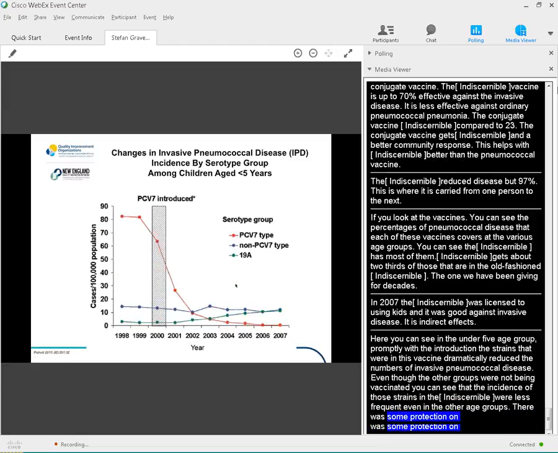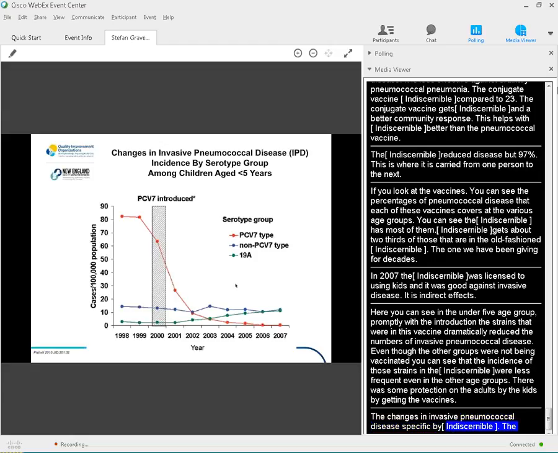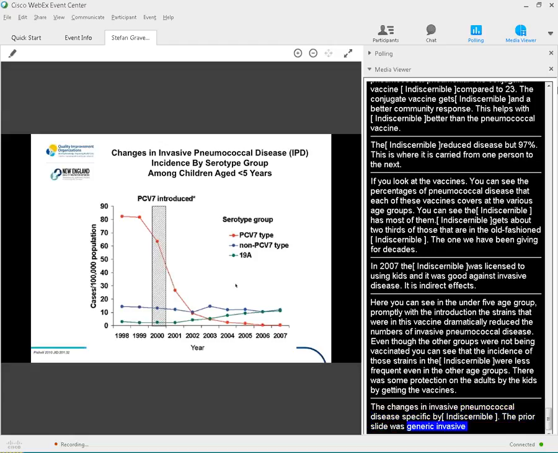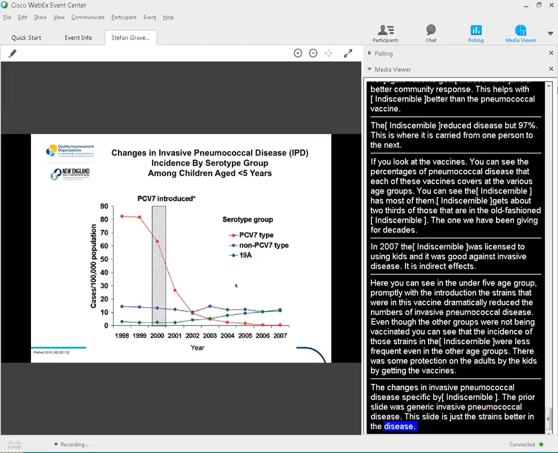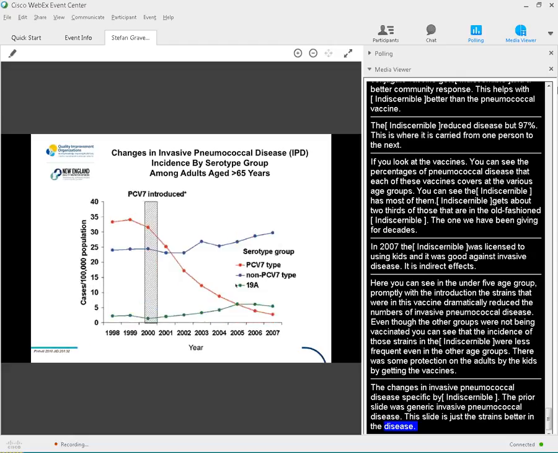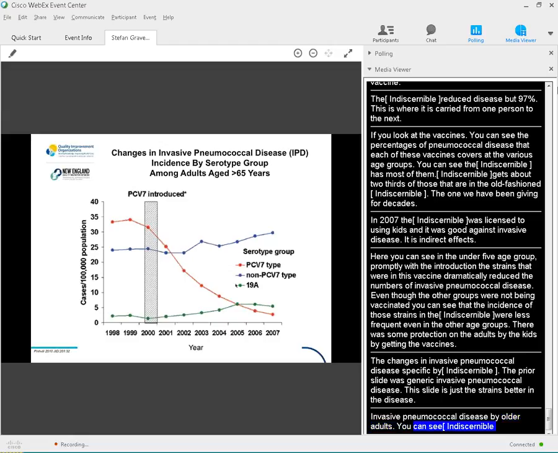Also, the changes in invasive pneumococcal disease specific by serotype. That's this slide. So the prior slide was generically invasive pneumococcal disease, and this slide is just the 7 strains that are in that disease. You can see they just hit rock bottom in 3 specific strains. The red is PCV7 type, and the blue is the non-PCV7 type, which didn't change much at all. And then 19A, which went up almost as it was replacing some of those strains that were no longer prevalent. So invasive pneumococcal disease by serotype group among older adults, you can see PCV7 serotype went down in older adults dramatically when this was given to children.